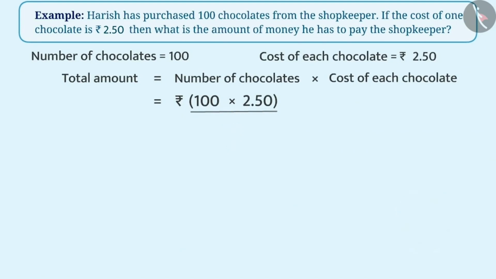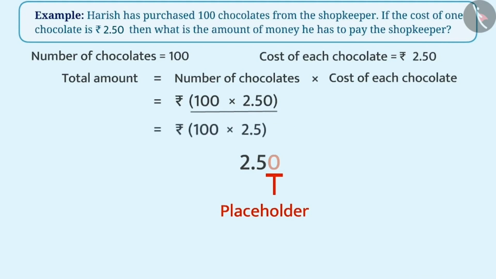Let me explain this. In 2.50, 0 is a placeholder. Since this digit 0 is at the end of the number, we can remove it. After removing 0, multiplication becomes 100 multiplied by 2.5. Now we need to find the answer to this.